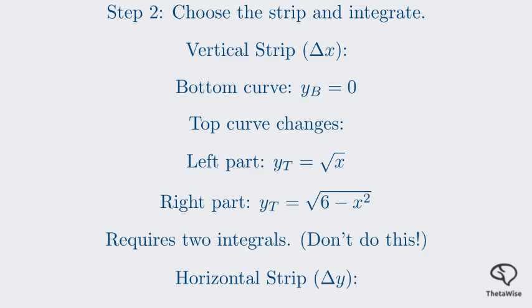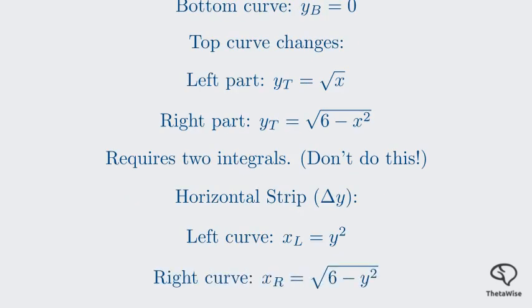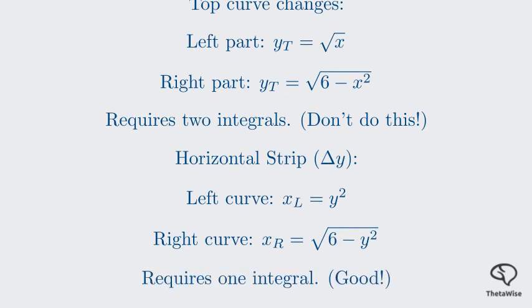Now, let's look at a horizontal strip. Notice the rightmost curve is always the circle, and the leftmost curve is always the parabola. This is perfect. The top and bottom curves are the same across the entire area. We can calculate this area with just one integral. So, we choose the horizontal strip.